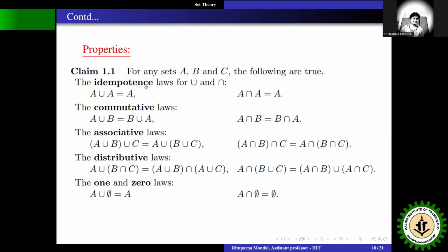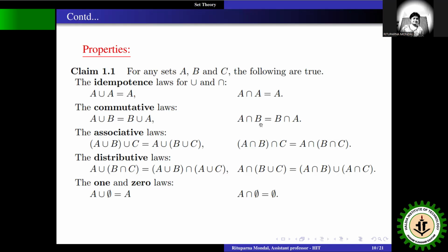Now there are some properties. For property number 1, for any sets A, B, and C, the following are true. This law indicates the idempotent law, which means A union A equals A. Clearly we can prove it also. And A intersection A is also A. And for the commutative law, we can show that two sets satisfy it. That means A union B equals B union A, and we can prove this clearly. And A intersection B equals B intersection A also.